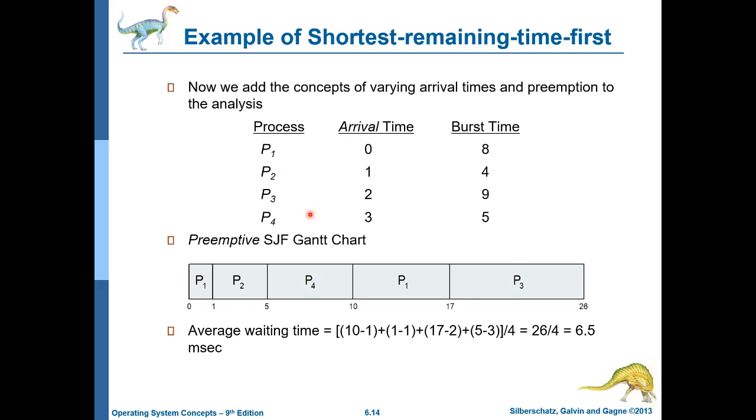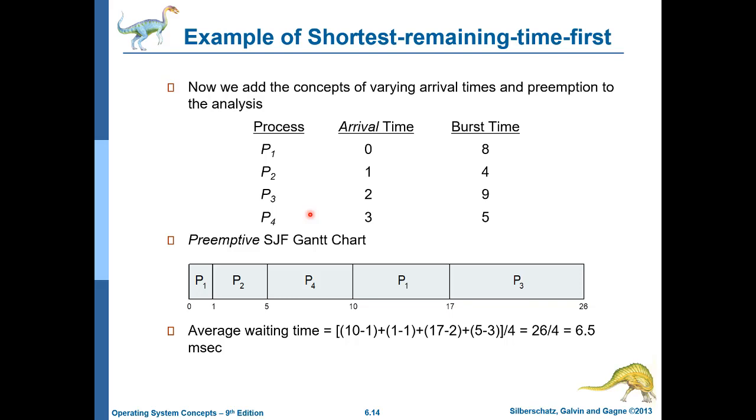So here is an example of shortest remaining time first. What we see here is that we have 4 processes. Each one has a burst time, but we also add here the arrival time, because if a new process arrives, we may preempt the existing process if the burst time of the new process is shorter than that of the existing process in the CPU.